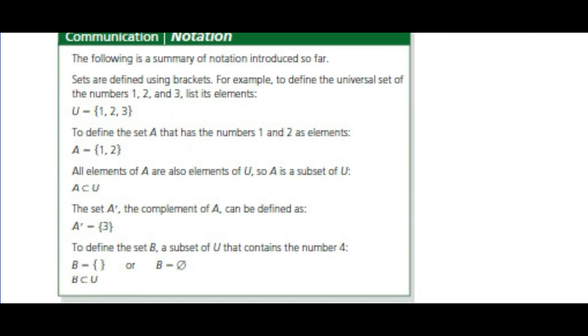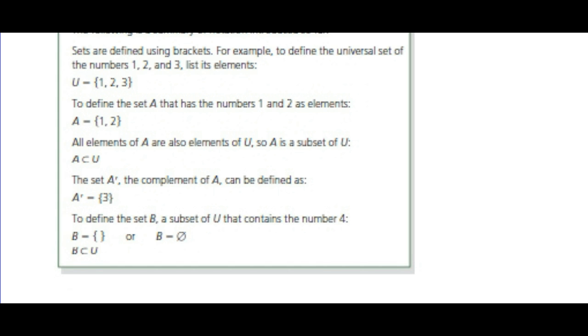Communication, notation. Following is a summary of notation introduced so far. Sets are defined using brackets. See, these things are called brackets. The round things are called parentheses. For example, to define the universal set of numbers 1, 2, and 3 and list all of its elements, U is equal to the set consisting of 1, 2, 3. Find the set A that has the numbers 1 and 2 as elements. A is equal to the set consisting of. So when you see these, just say the set of 1 and 2.